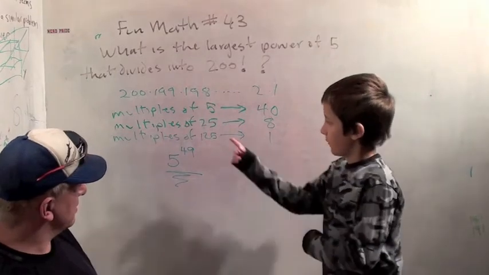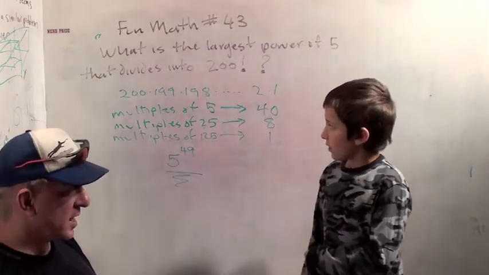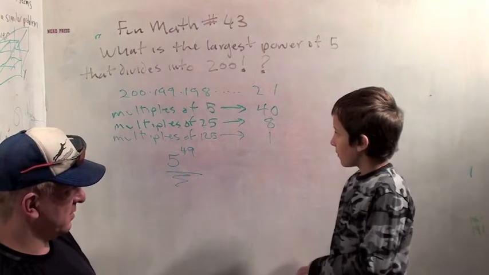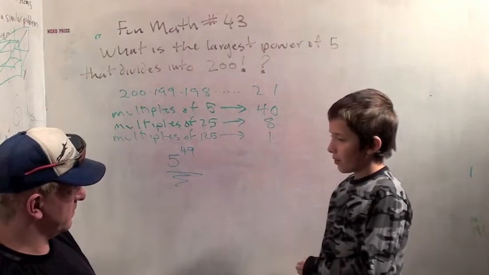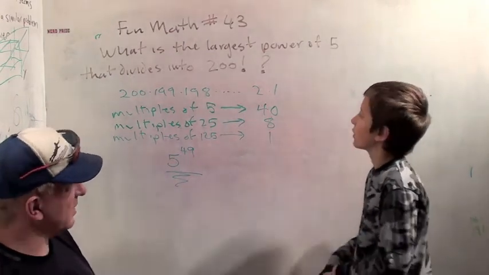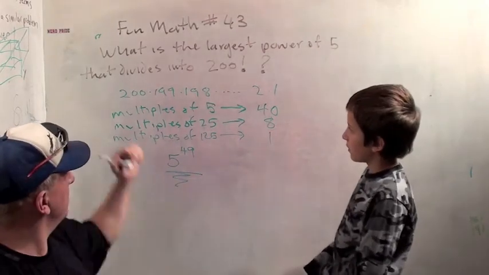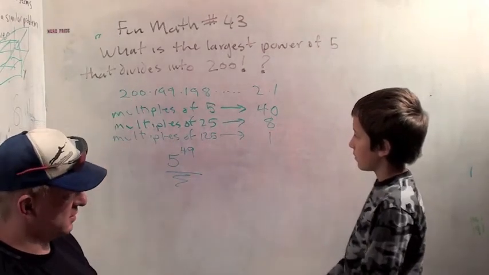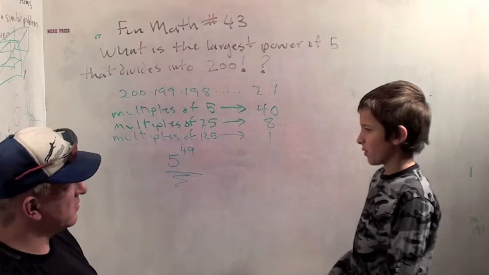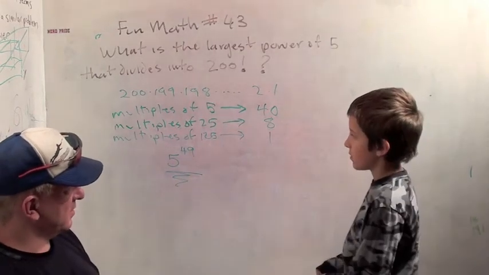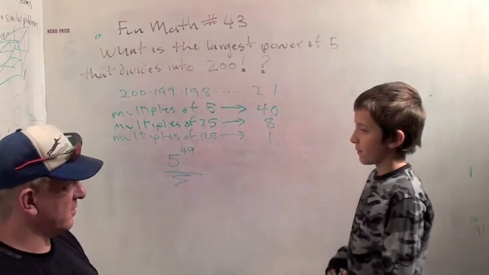Is that all of them? Nope, we do multiples of 49. We'd pick up one more 7 for each of them. How many multiples of 49 are there that are less than 200? Probably 4, right? And then 343 doesn't count.